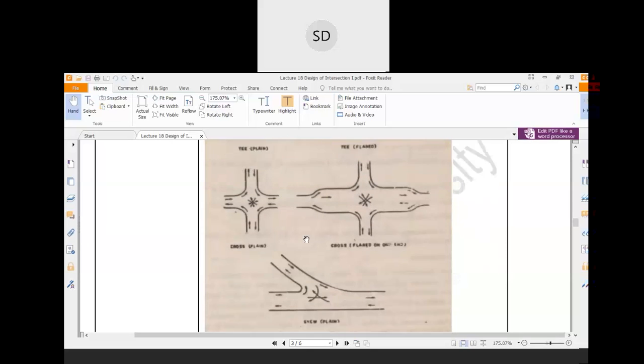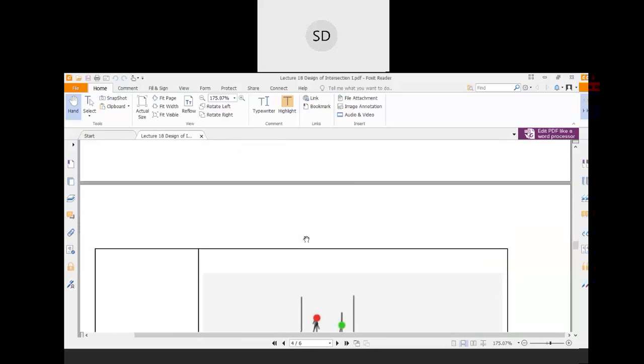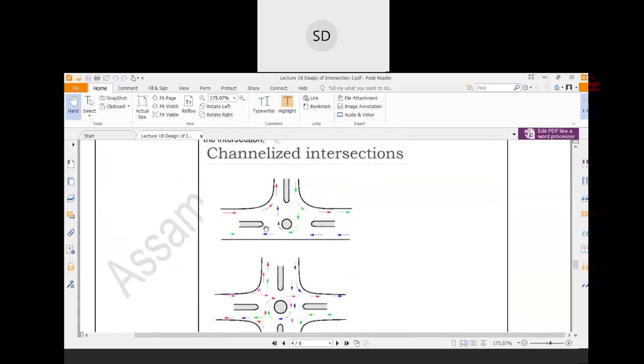Now what are the channelized intersections? These are the channelized intersections. See here, channelizing islands are provided to manage the traffic. These are called channelizing islands, and they act as traffic medians or traffic separators. These are channelized intersections.